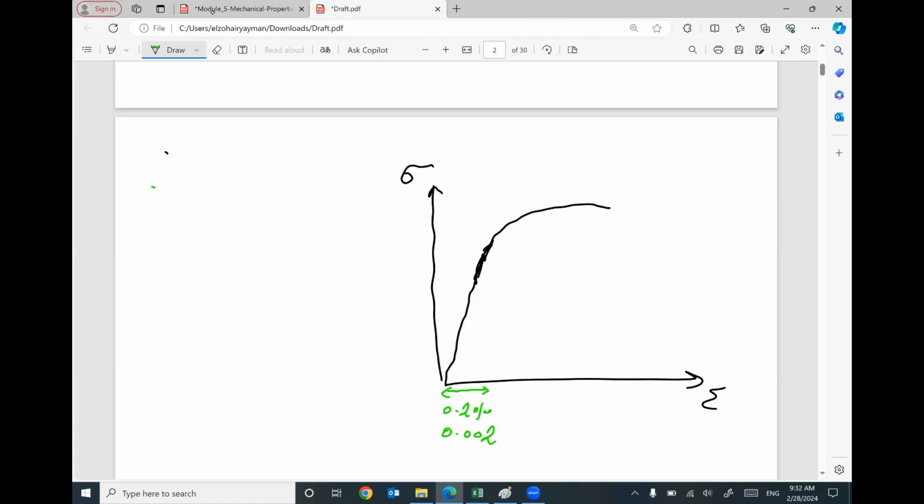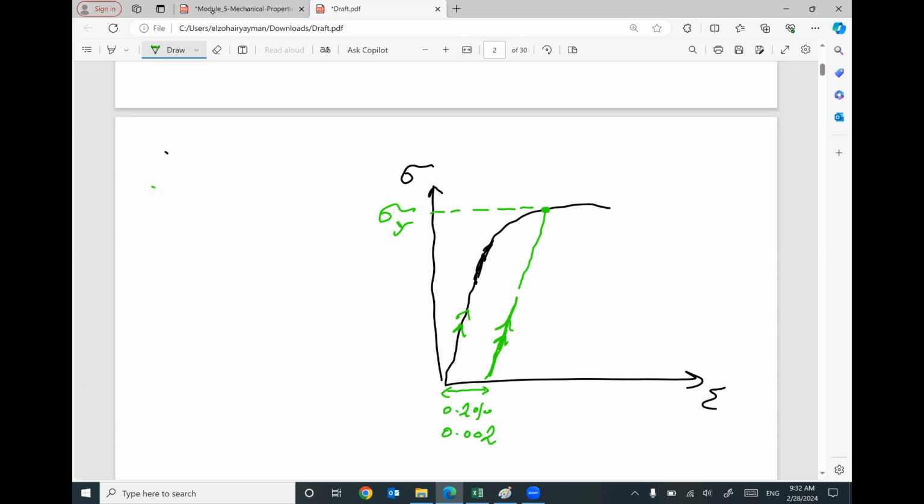Then I will draw a parallel line. Parallel line to what? To the linear relationship here. So this line is parallel. Extend this line until you hit the curve. At this intersection, go ahead and measure the value of the stress. This value of stress will be the yielding stress.